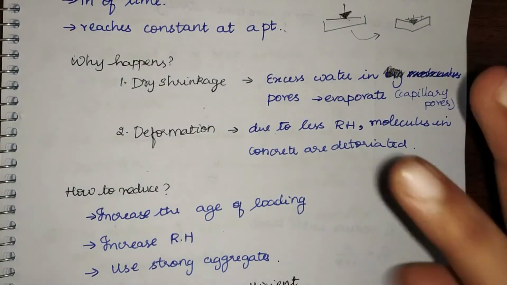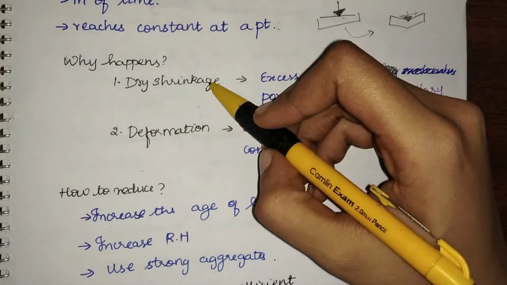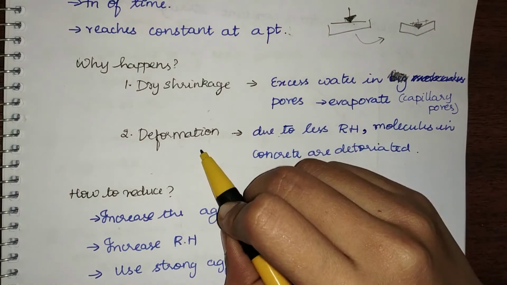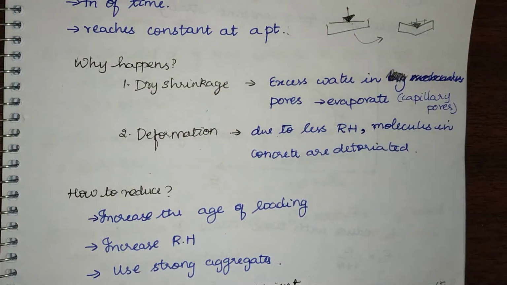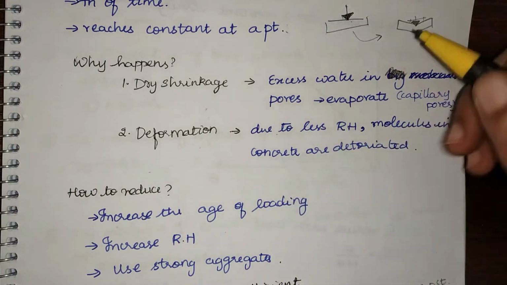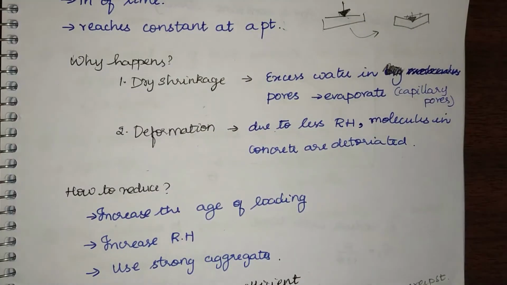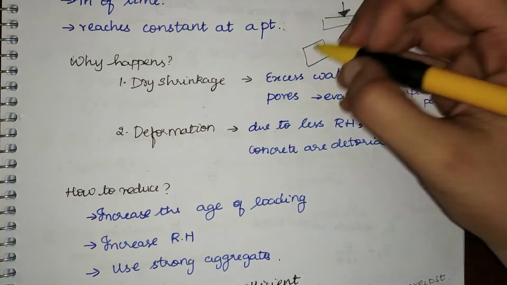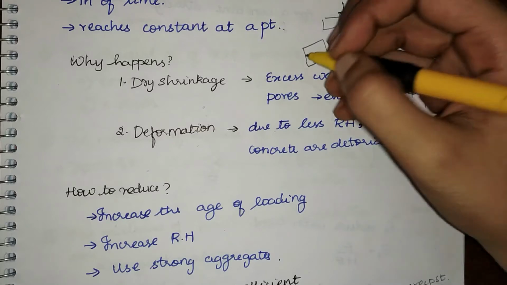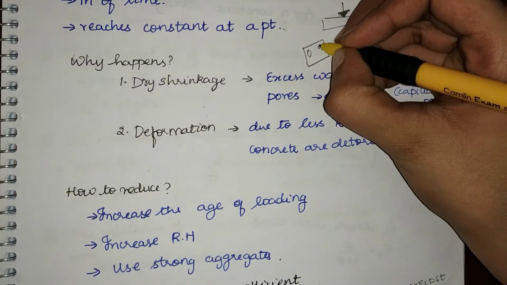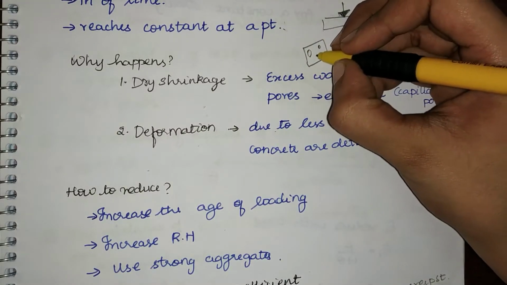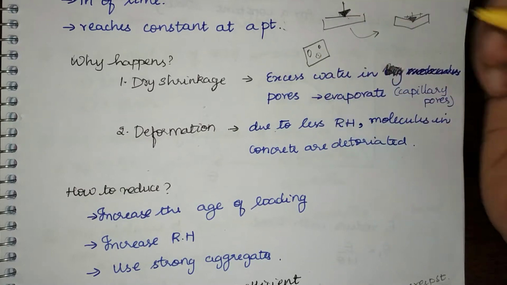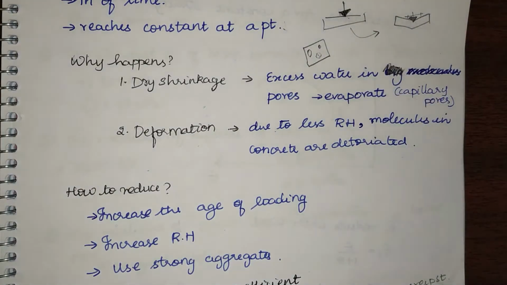This happens because of two reasons. First is dry shrinkage. Second is deformation of the structure. There are different types of shrinkage. It is not that important from a GATE point of view, but for a better understanding, let us look into it. In concrete, there are so many pores, even after the hydration reaction. There will be big pores, there will be small pores, and in the CSH gel also we will have some pores, and inside these pores water will be present.